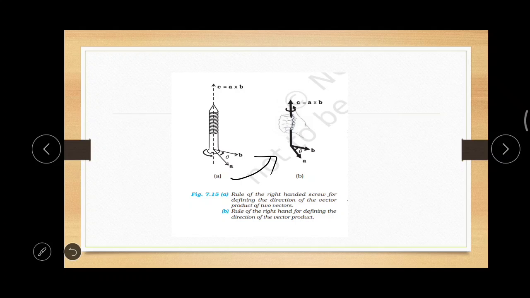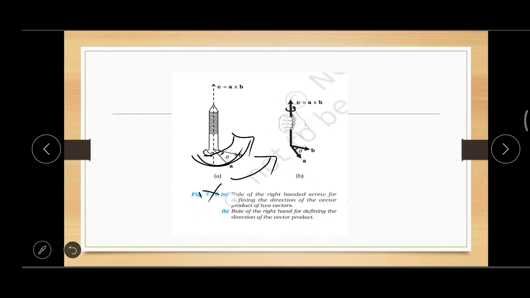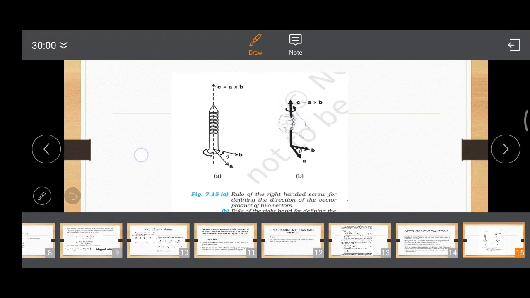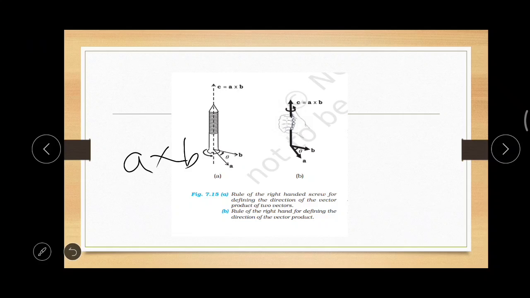from a to b, that means you are rotating the screw, if you are observing from the bottom side, in the clockwise direction. As you are rotating it in the clockwise direction, the screw will move upward. That is, if you are taking the cross product from a to b, that is a cross b, the direction of the product, that is c, will be upward.